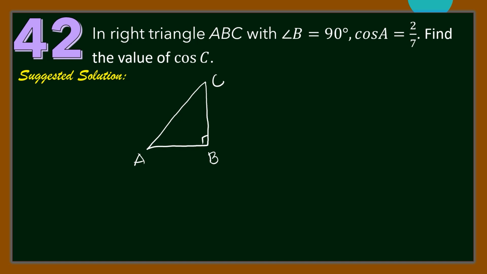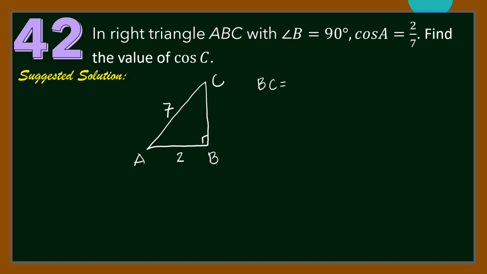We know that cosine A is equal to 2 over 7, and cosine function of an angle is the ratio between the adjacent side and the hypotenuse. So AB is 2, that is the adjacent side of angle A. AC is 7, that is the hypotenuse. In triangle ABC, let us solve for the length of segment BC.